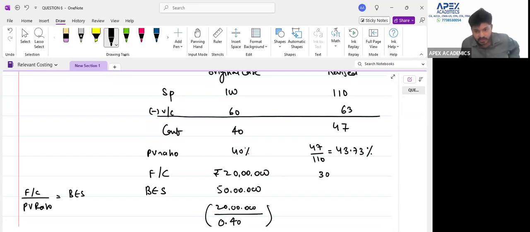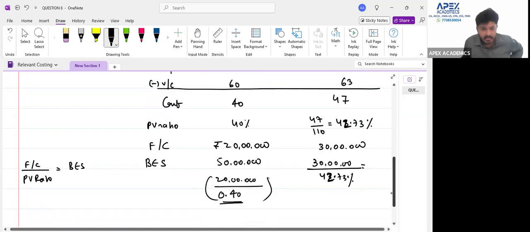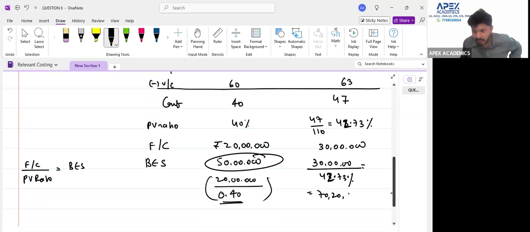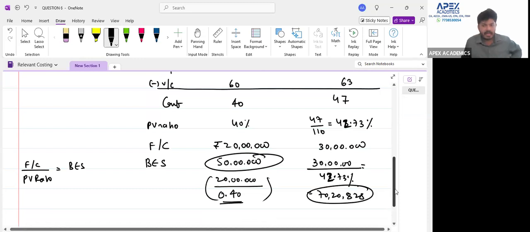Sir, the revised fixed cost is 30 lakhs. Agreed or disagreed? Sir, what will be the revised break-even sales? They will be 30 lakhs divided by 42.73 percentage. What is the answer? 30 lakhs divided by 42.73 percentage. Is it 70 lakh 20,828? Yes. So here your break-even sales are 50 lakhs, and here they are 70 lakh 20,828.